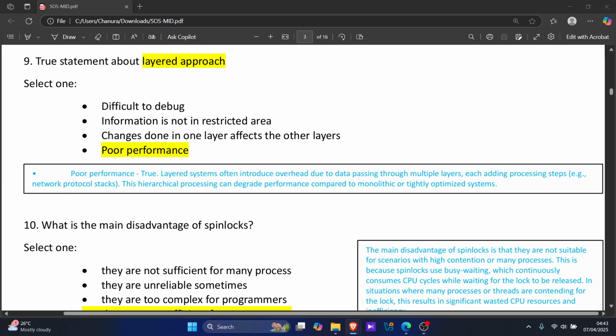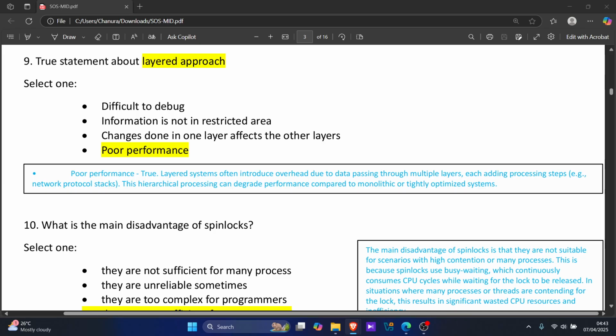Okay, so I need to figure out which of these statements about the layered approach is true. The options are: difficult to debug, information is not in restricted area, changes done in one layer affects the other layers, poor performance. The user mentioned that poor performance is true because of the overhead from passing data through multiple layers. Let me start by recalling what a layered approach in system design entails.